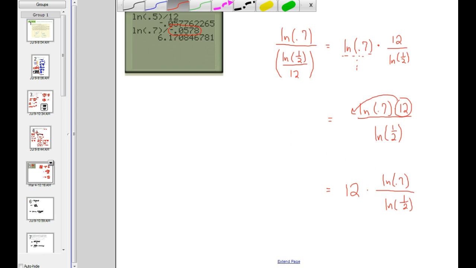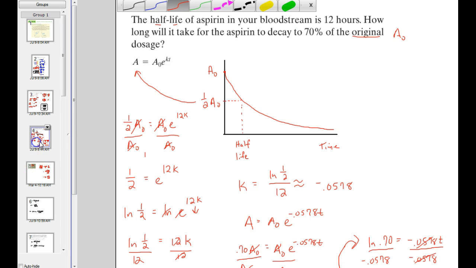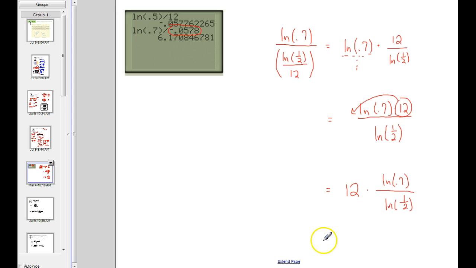But what is this? Go back and look at the original problem. What are we dealing with here? 12 is the half-life. So what we end up with is you can take your half-life that you're given and multiply that half-life times the natural log of the desired percent that you're being asked about, and then divide that by the natural log of 1/2. It's like a ratio. The half-life is what we're given, but we don't want the half-life anymore. We don't want it to be down to 1/2. We want it to be down to, in this case, 70%.